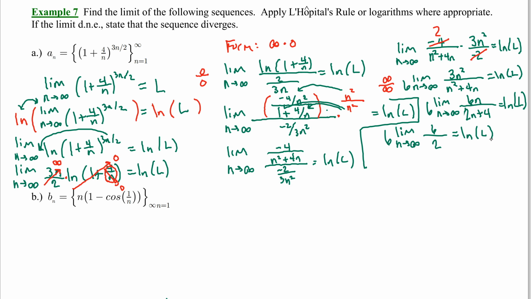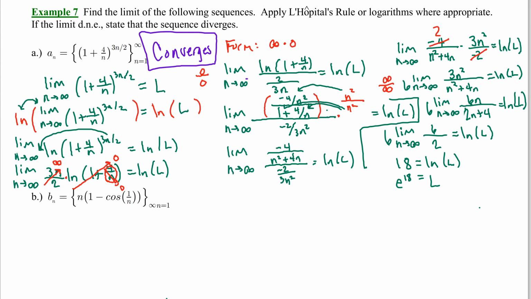The limit of a constant is a constant. Notice 6 over 2 is 3. 6 times 3 is 18. So solving for L, we get e to the 18th equals L. The limit is an important part of this problem, but that's not actually what we're looking for. We're simply looking to see, is the limit finite or infinite or non-existent? So in this case, because the limit is finite, we can make our conclusion that this sequence converges. So we can take it one step further. Because the limit is finite, the sequence converges, and we can say it converges to e to the 18th.